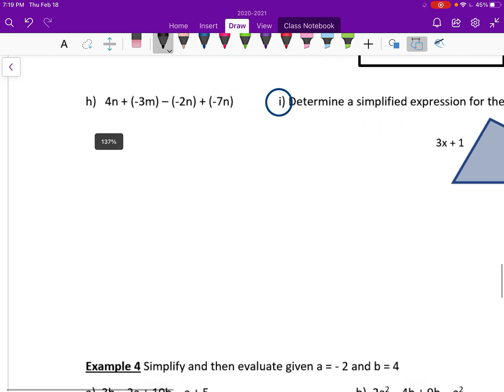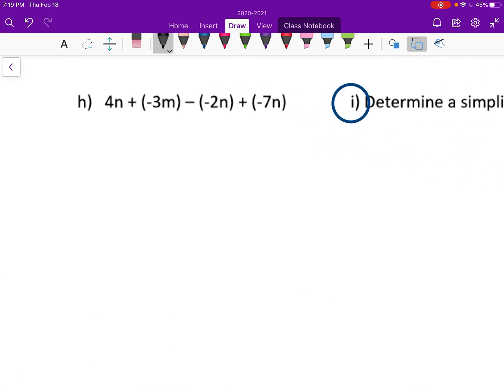So let's go over to h here now. I'm going to use my blue pen. So I have 4n plus minus 3m minus negative 2n plus negative 7n.